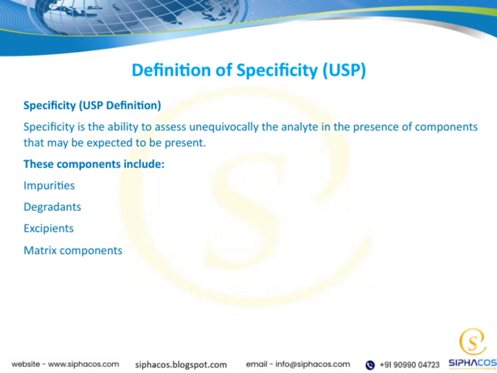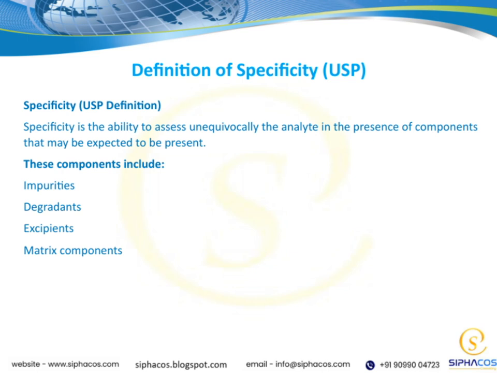These components include impurities, which are unwanted substances that may be present, degradants, which are breakdown products of the analyte, excipients, which are inactive ingredients in formulations, and matrix components, which are the other substances naturally present in the sample. All of these can potentially interfere with the measurement, so the ability to specifically identify the analyte amidst all these possible confounders is what makes a method truly robust and reliable.